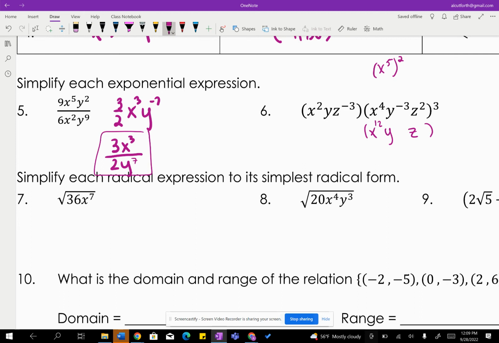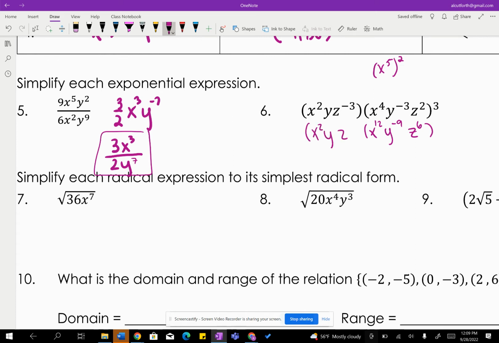Samantha, how about you? What'd you get for the y? I don't know if it's supposed to be negative, but I got 9. Yeah, negative 9. Because it's negative 3 times 3. Great question. And then the z should be 6. 2 times 3.